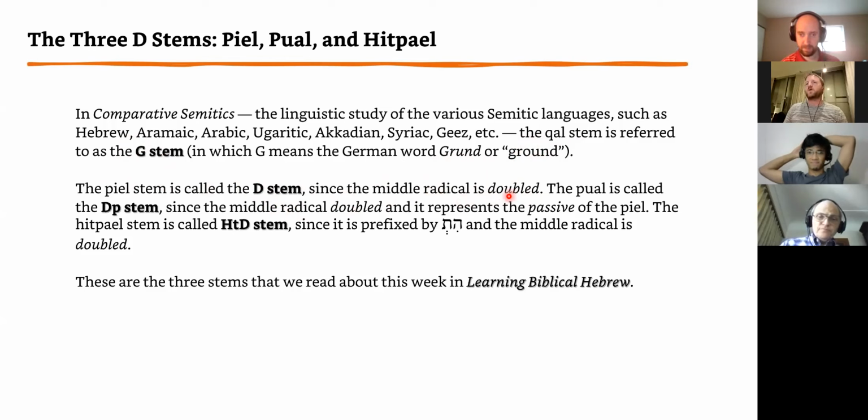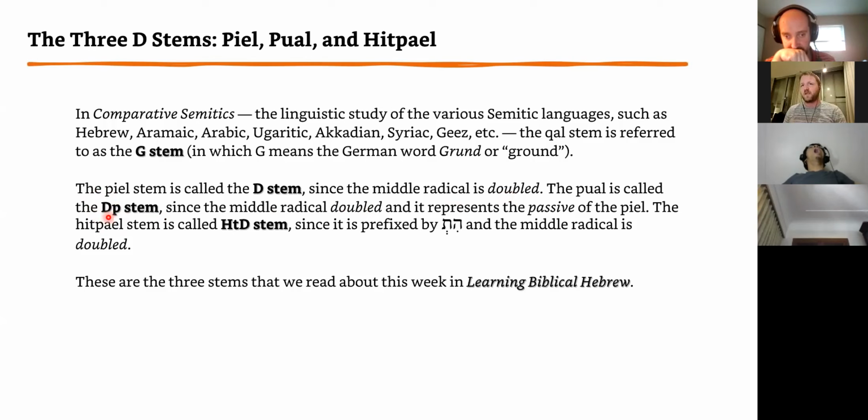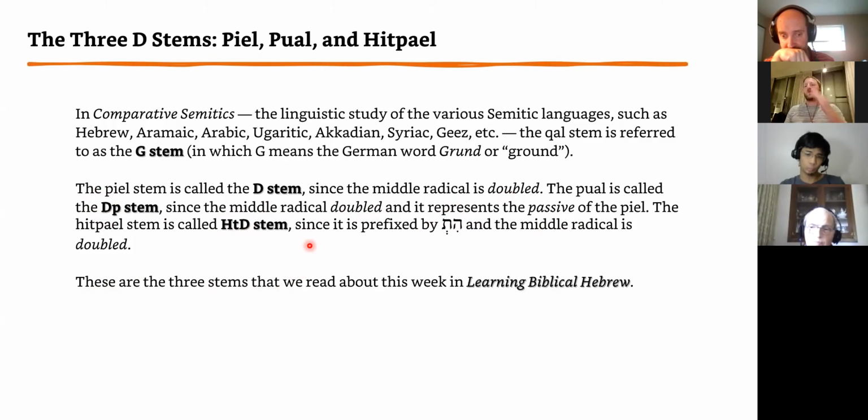Why do we call it doubled? Because the middle radical of our three root letters is doubled. It takes dagesh. So it's doubled, and so we call it the D stem, the doubled stem. So the Pual is called DP because it's doubled and passive. P means passive. Okay, and the Hitpael that we're learning is doubled with a hit prefix. So HTD, hit, because it's prefixed by hit. Okay, these are the three stems that we read about this week in Learning Biblical Hebrew.